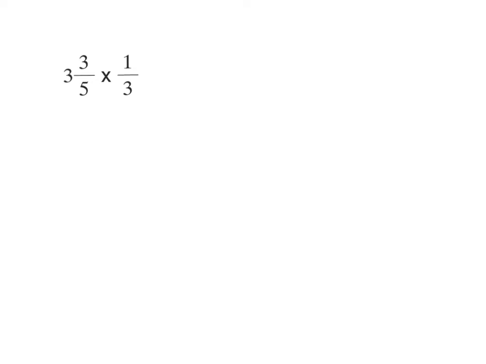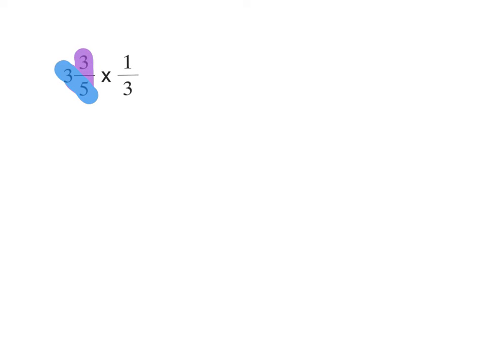So here we have an example of a mixed number times a fraction. So we have to do something with the mixed number. So we have 3 and 3/5. So we need to convert that to an improper fraction. Okay, to show that, we're going to look at the 3 and 3/5, and we're going to multiply the 3 wholes and break it into 5 parts.